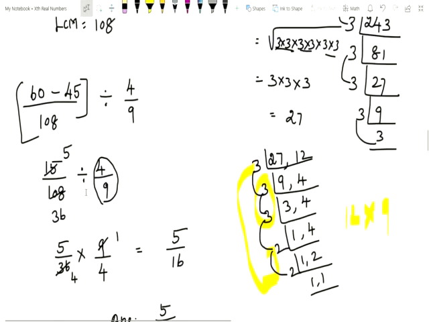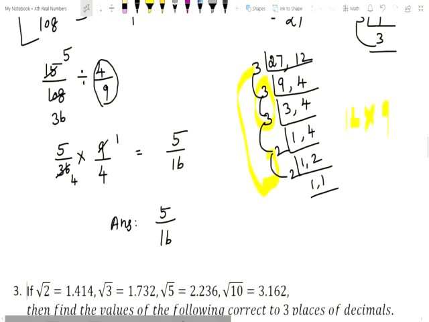15 by 108 divided by 4 by 9. First you simplify this. Once you simplify, you are getting 5 by 36. Okay, so this division I am going to change to multiplication. So I have to take the reciprocal. So the reciprocal of 4 by 9 is 9 by 4. Okay, now you simplify this. 9 ones are 9, 9 fours are 36. Okay, so 5 ones are 5, 4 fours are 16. So what is the answer? 5 by 16. You understand, children?